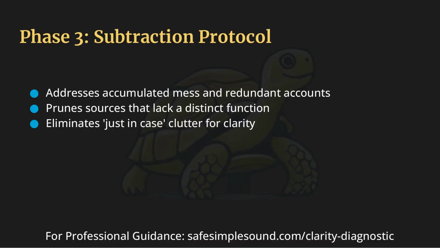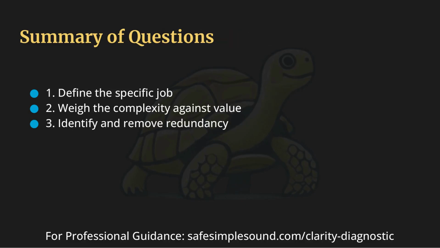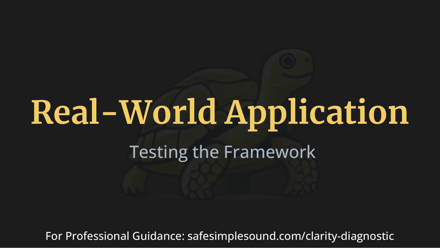Then we move to phase 3. This is for the mess you've already accumulated. Question 3. Does this account or information source serve a distinct, necessary function that cannot be served elsewhere? If the answer is no, it must be pruned. This is the Subtraction Protocol. You cannot have clarity if you are maintaining 14 different accounts, just in case. 3 questions. 1, what is the job? 2, is the complexity worth it? 3, is this redundant? Let's see what happens when we apply this to real people.